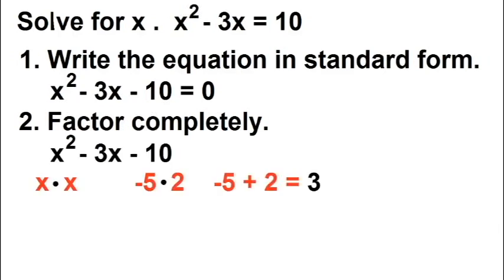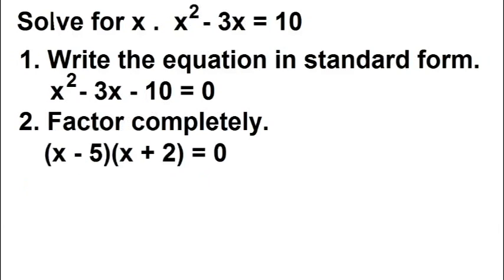Negative 5 and 2. The factors are x minus 5 and x plus 2. Our equation now is the quantity x minus 5 times the quantity x plus 2 equals 0.